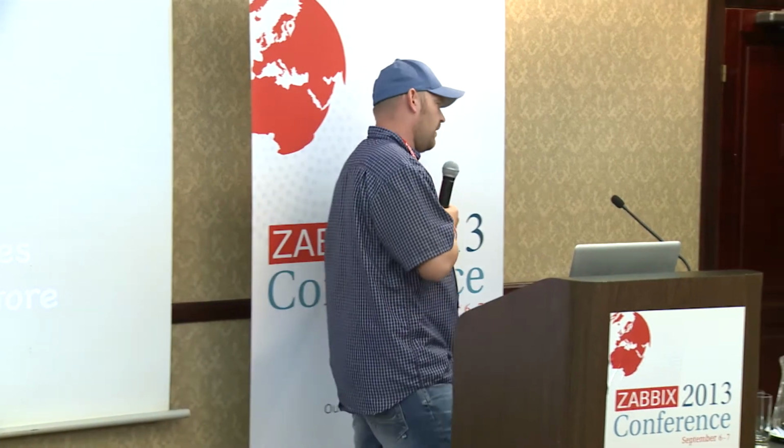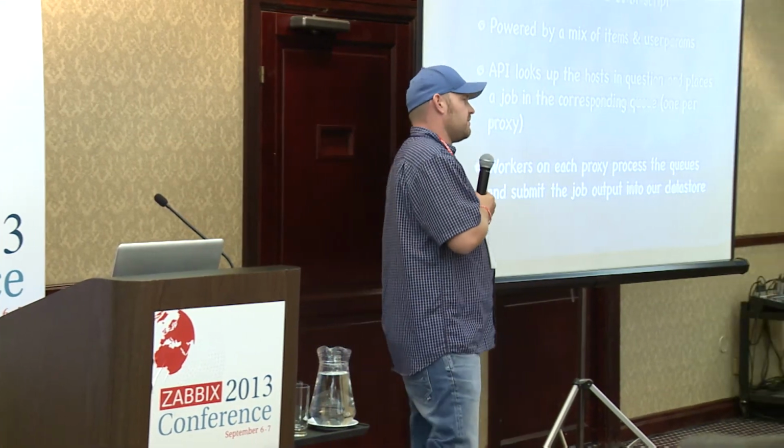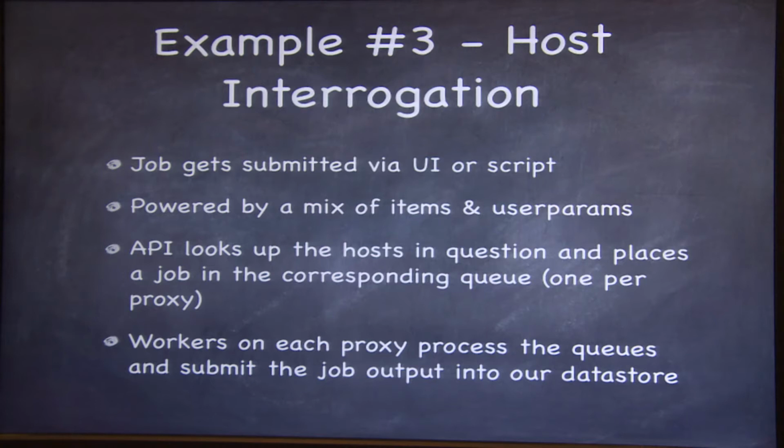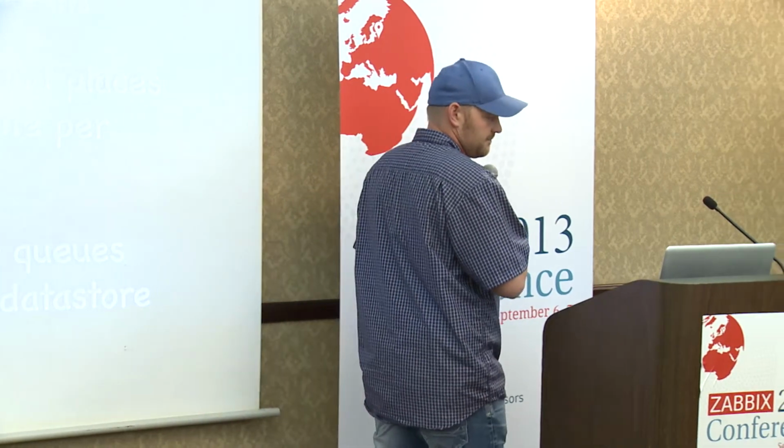And then we have worker processes on each proxy actually processing the jobs and sending data back into our data stores. We have multiple ones. For predefined reporting, we tend to stick to traditional databases because we have a relatively well-defined schema. All the ad hoc stuff actually gets dumped into Elasticsearch because we need something that's schemaless. And Elasticsearch is something that we are familiar with already.